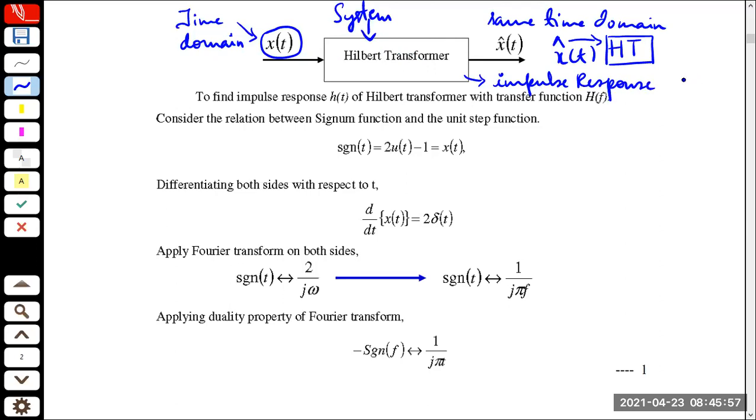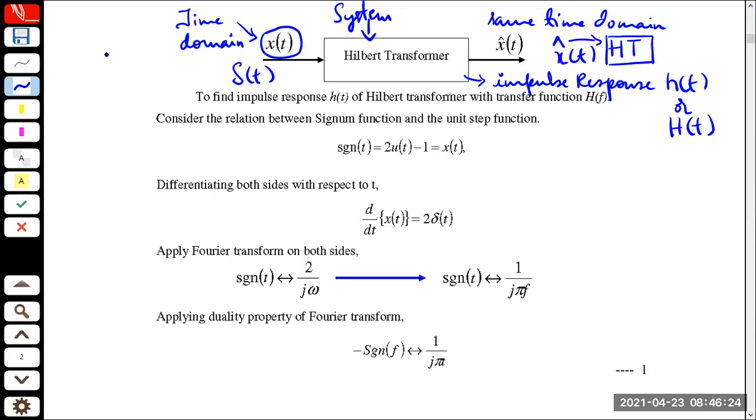And this impulse response is denoted by either small h of t or capital H of t. So any system that we take should contain its own impulse response. It's called impulse response because we can get this h of t function when my input signal is an impulse signal. And what is this impulse signal?